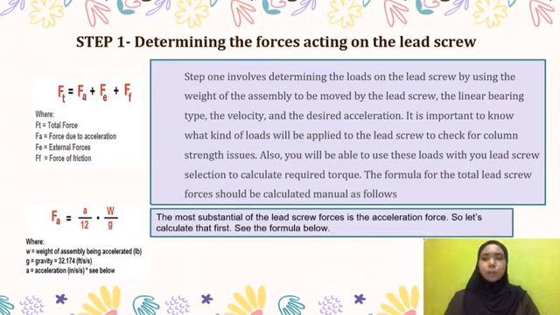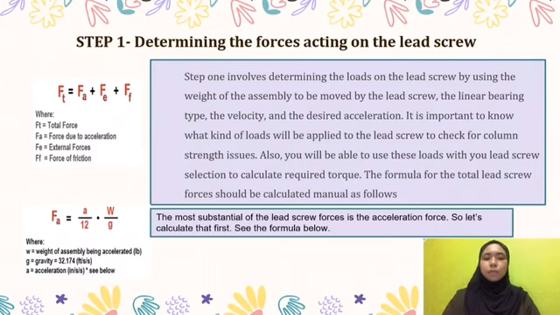It is important to know what kind of loads will apply to the lead screw to check for column strength issues. Also, you will be able to use these loads with your lead screw selection to calculate the required torque. The formula for the total lead screw force should be calculated manually as follows: Ft equals Fa plus Fe plus Ff.